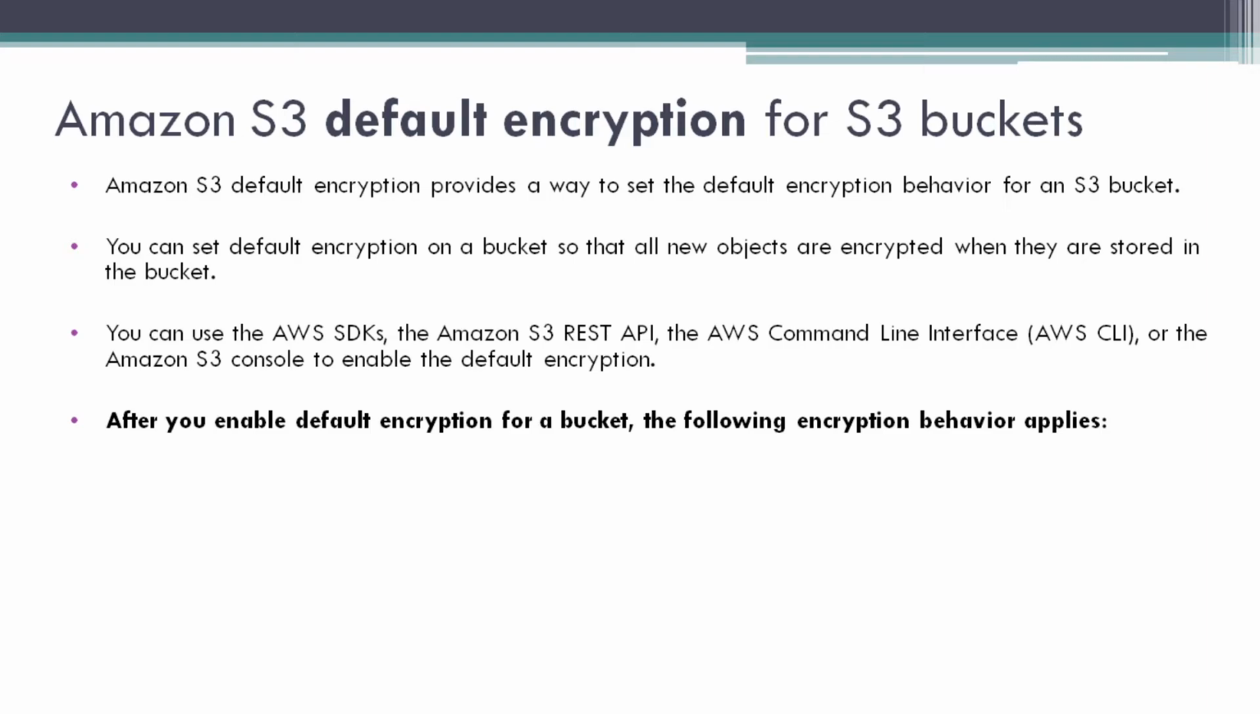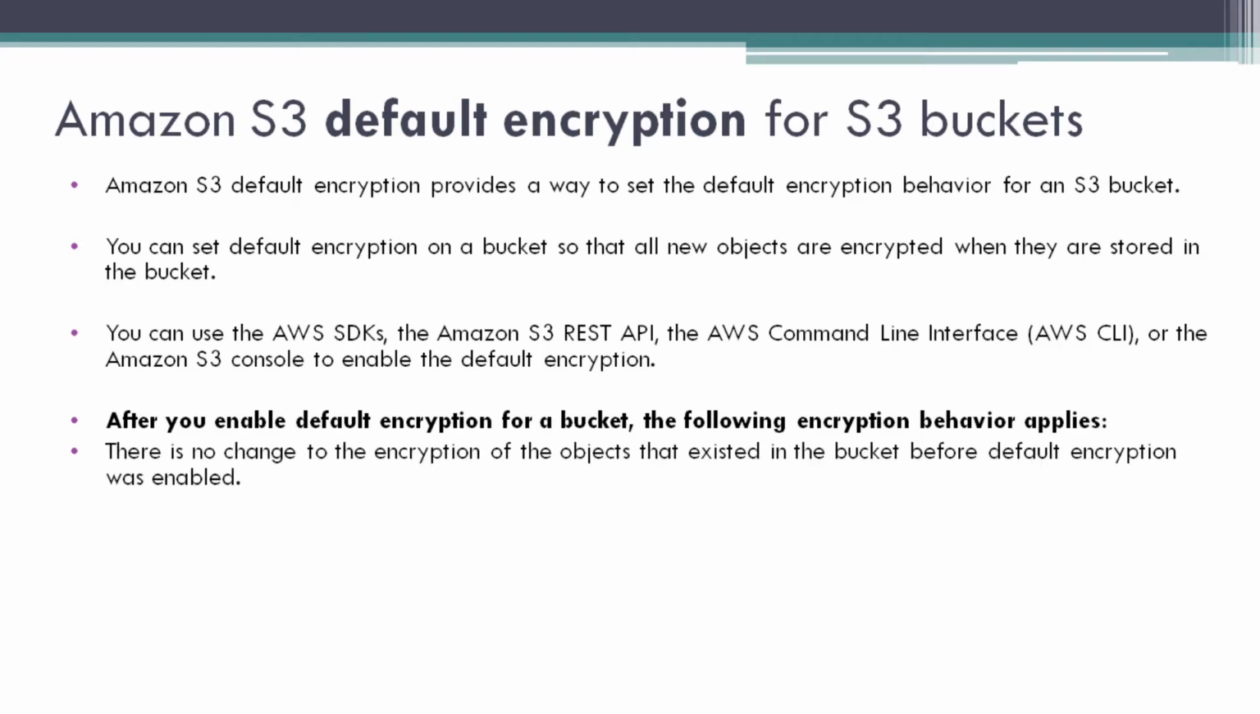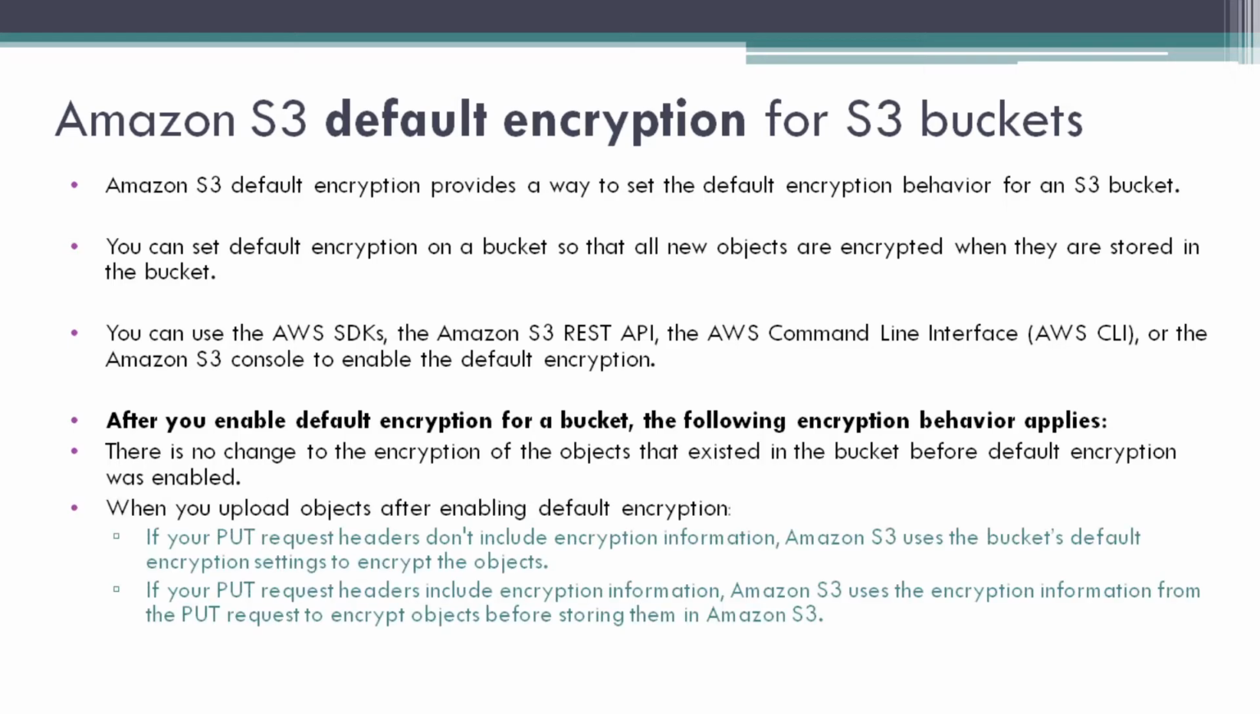After you enable default encryption for a bucket, the following encryption behavior applies. There is no change to the encryption of the objects that exist in the bucket before default encryption was enabled. If you already have some objects in your bucket, there will be no effect on the previously uploaded objects. This default encryption will apply to the new objects you store. So when you upload an object after enabling default encryption, what will happen?